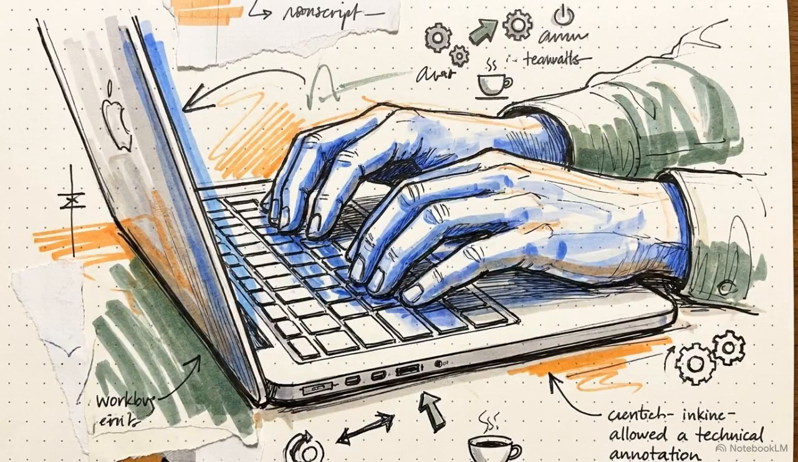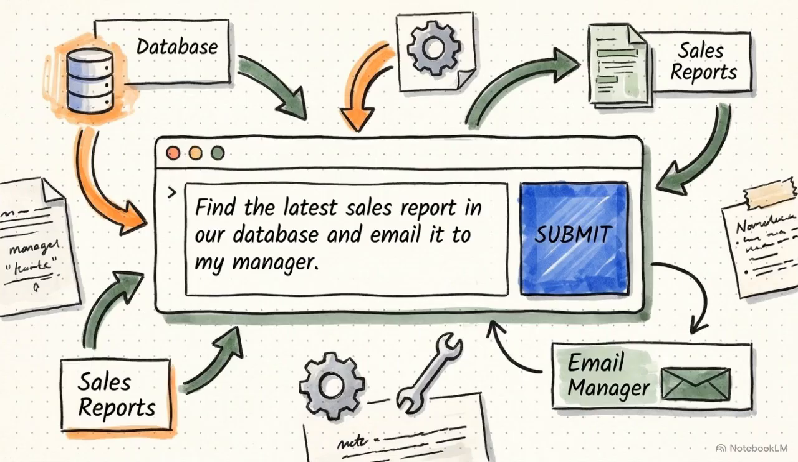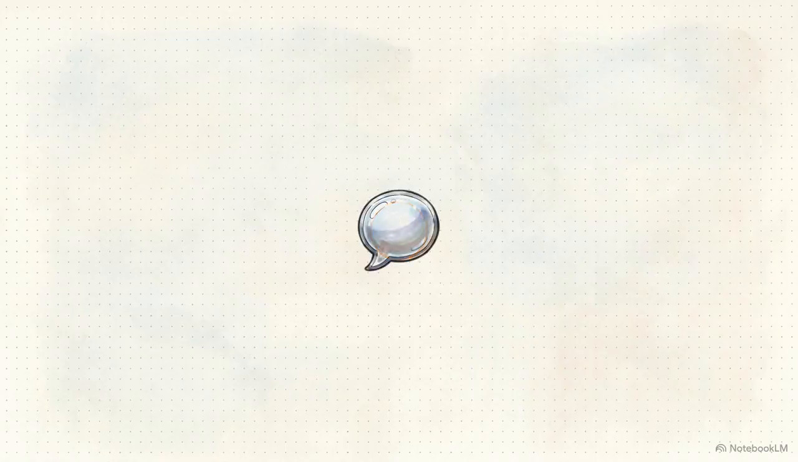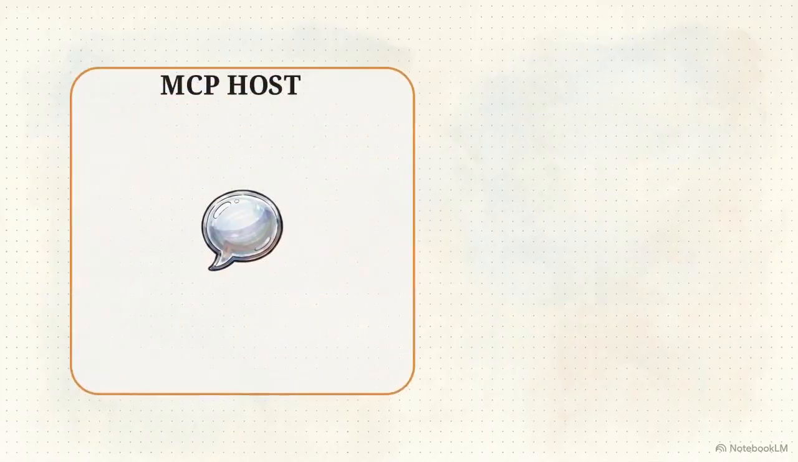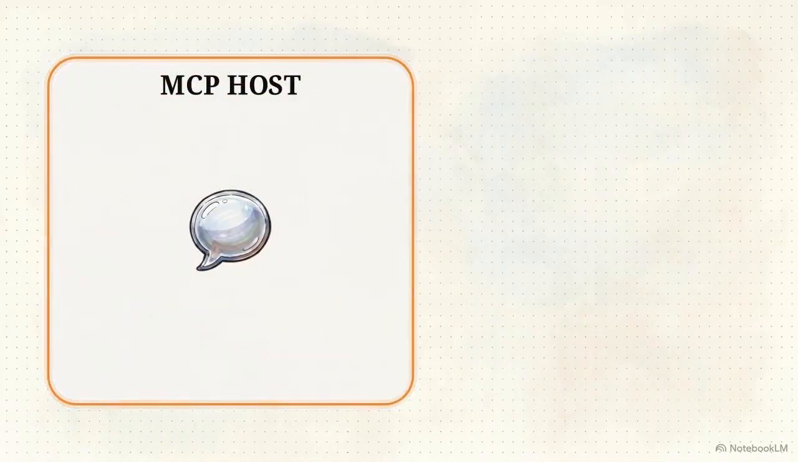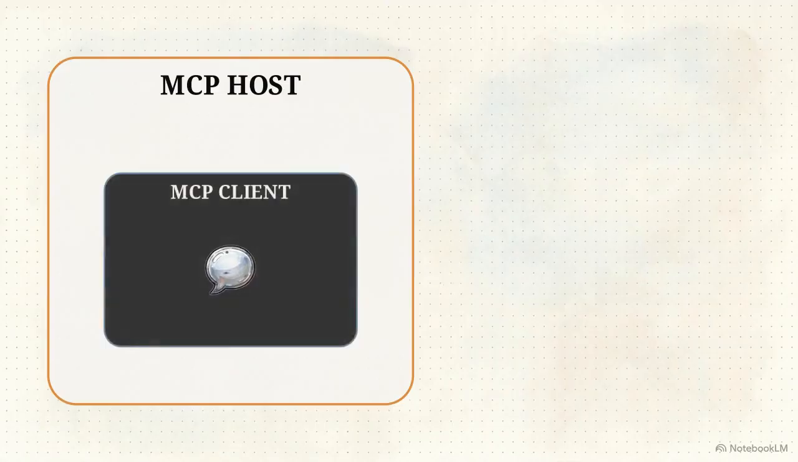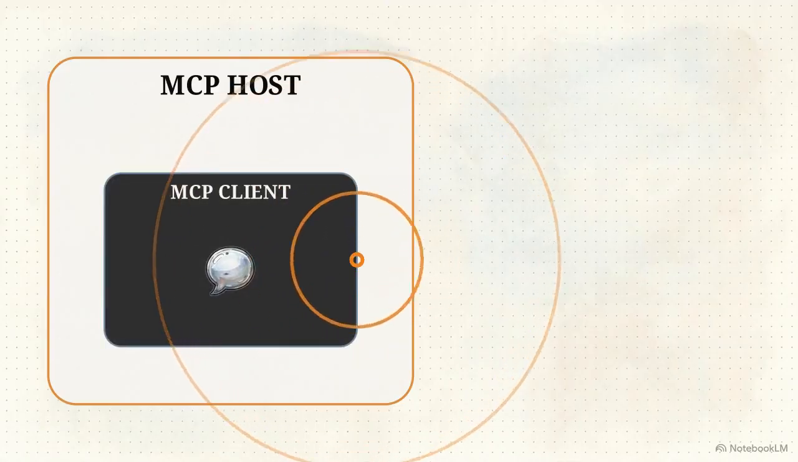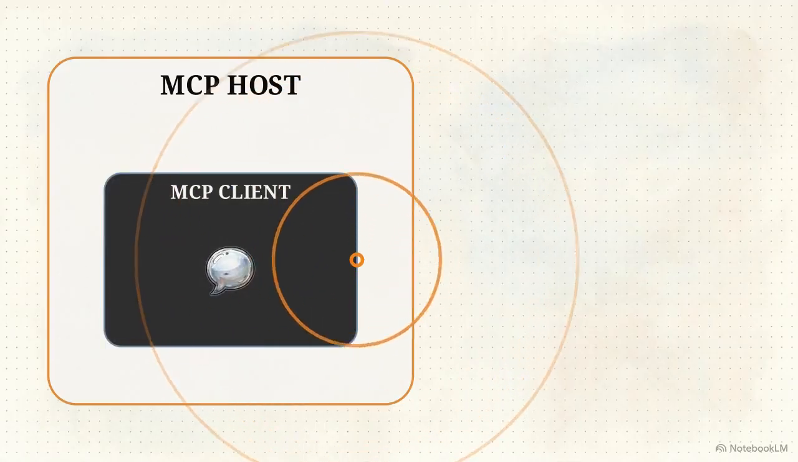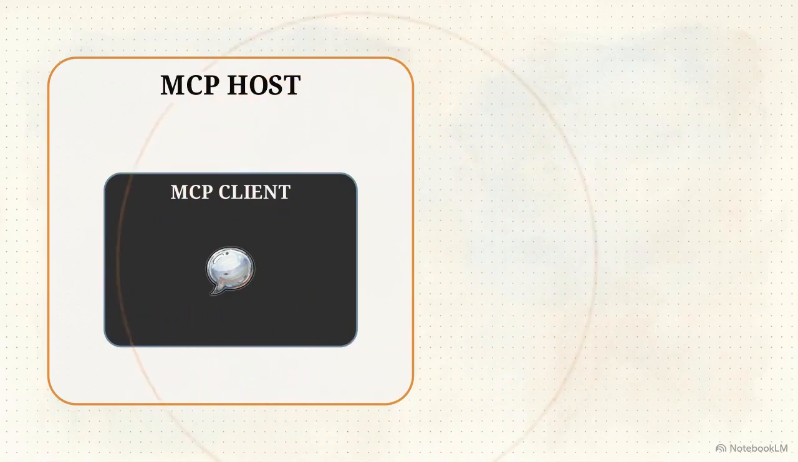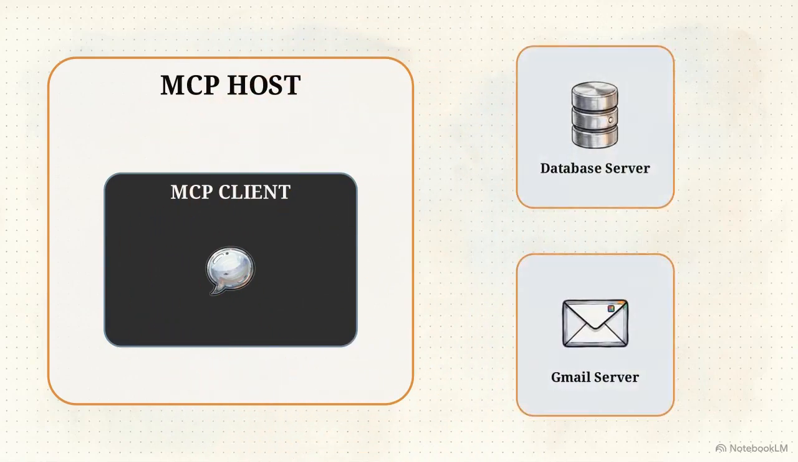Let's follow a prompt to see this in practice. Imagine you tell your AI, "Find the latest sales report in our database and email it to my manager." Your request first enters the AI application itself, which the architecture refers to as the MCP host. Inside that host sits the MCP client. It takes your prompt and pings the network to ask, "What tools do I have available?" It locates exactly what it needs: 2 external MCP servers. One handles the database, and the other connects directly to Gmail.